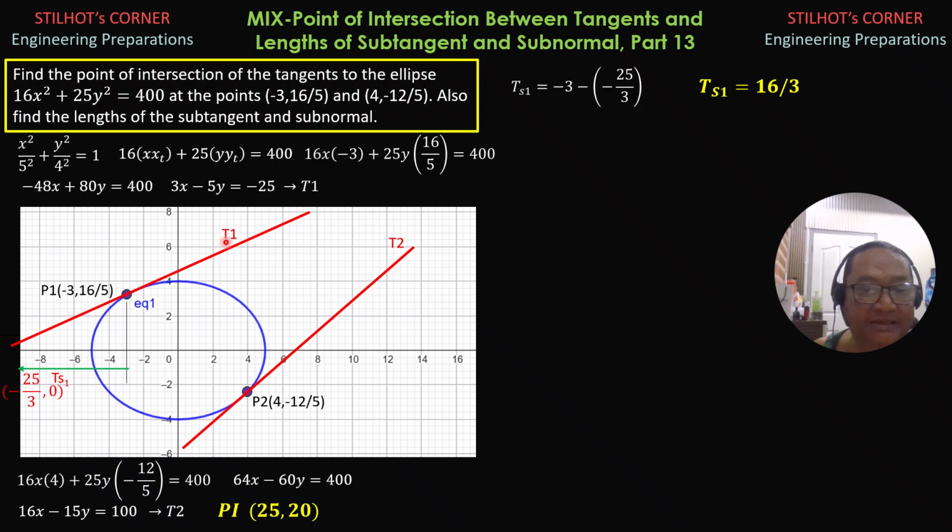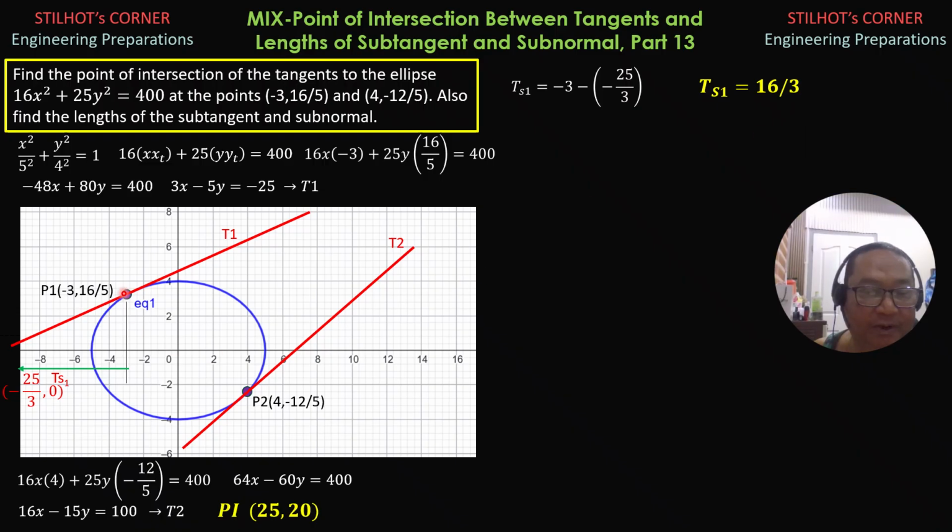Another way, if you use the formula, it is equal to yt, 16 over 5, divided by the slope of tangent 1, which is 3/5. So 16 over 5 divided by 3/5, that would be 16 thirds, cancel 5. So it's correct, absolute value.